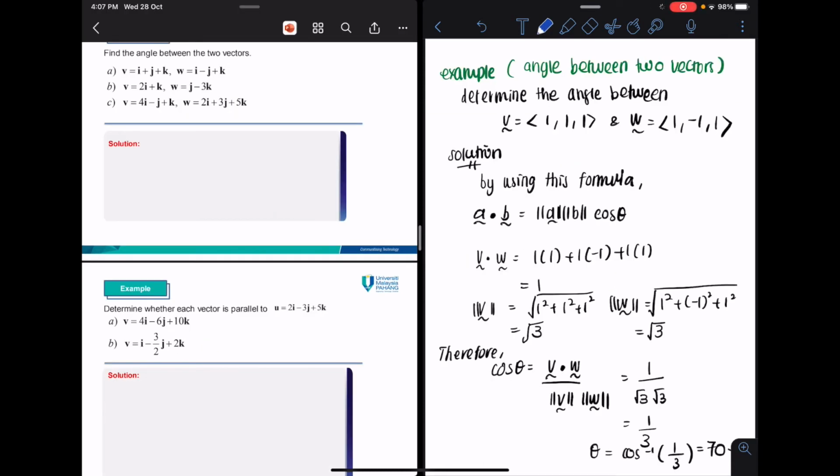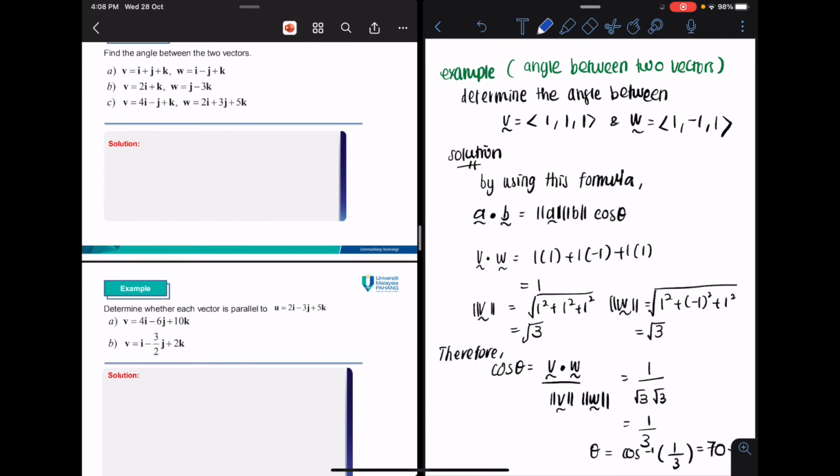Based on the geometric interpretation of the dot product, I have explained how to utilize it to determine the angle between two vectors. Now let's put it into practice, where this example asks us to determine the angle between two vectors: vector v consists of 1, 1, and 1, meanwhile vector w consists of 1, negative 1, and 1.